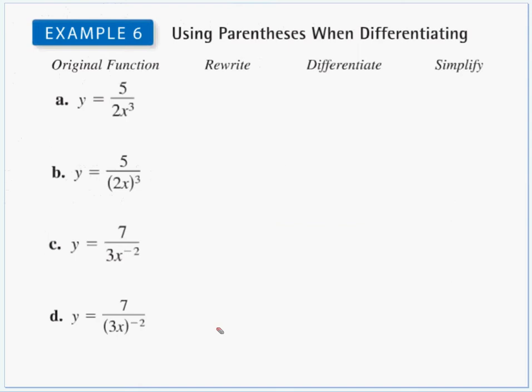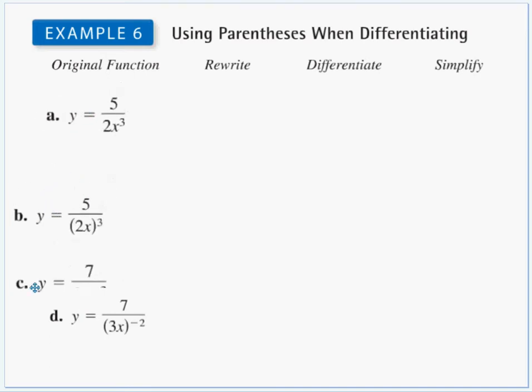Now here, using parentheses when differentiating, when we're playing around with these variables, we want to be aware of those grouping symbols, because if you look at a and b, they're similar. Here it's 2x cubed, here it's 2x quantity cubed. Down here, 3x to the negative 2. Here it is quantity 3x to the negative 2. So be cautious of these, and let's see how these are going to work out.